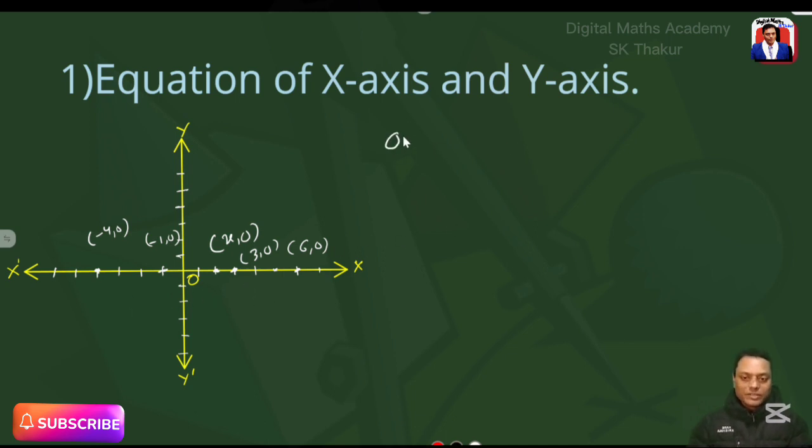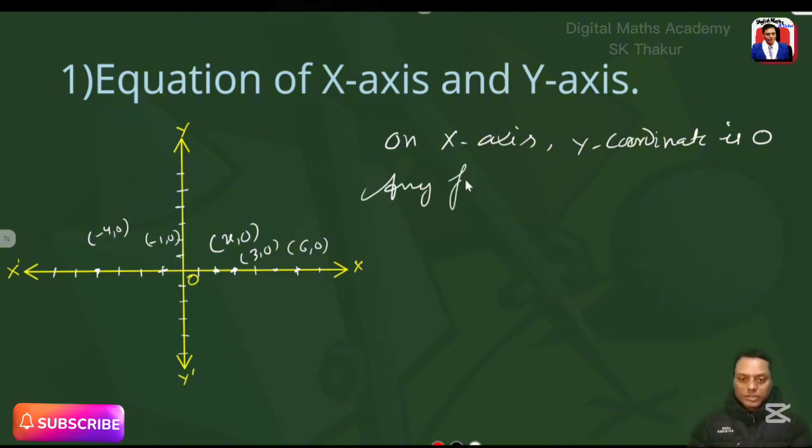So we can write here on x-axis y coordinate is 0, isn't it? So any point on x-axis is x, 0. Yes, we can write.